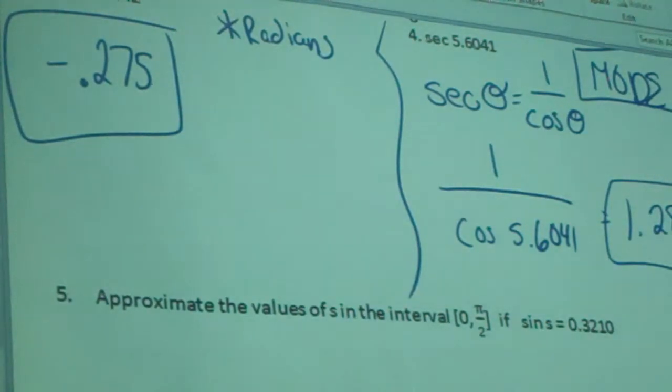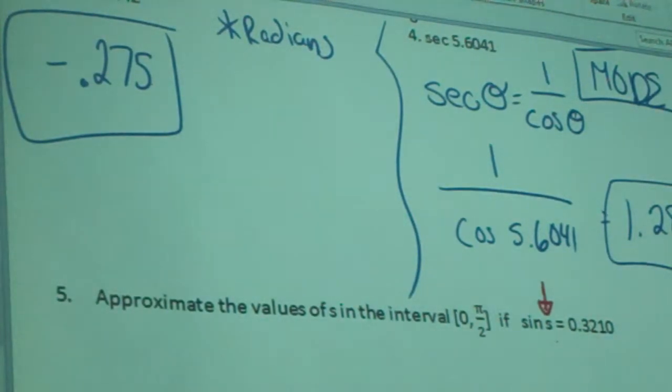Now let's take a look at this. Find the values. Now think back to number 1. What we had to do in number 1 is find the angle. At what angle would sine be 0.3210? That's what we were trying to do.